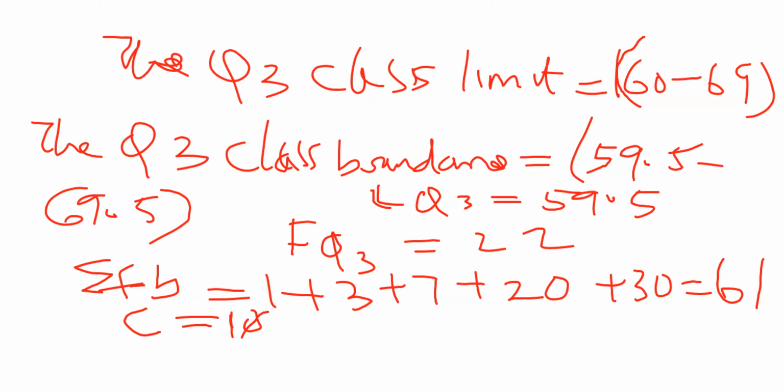We have seen the lower class boundary of Q3 as 59.5. In the formula, we know N, which is 100. Summation of FB is 61, it has been calculated. C is 10. All we need to do now is substitution. Can I clean the board? Yes.